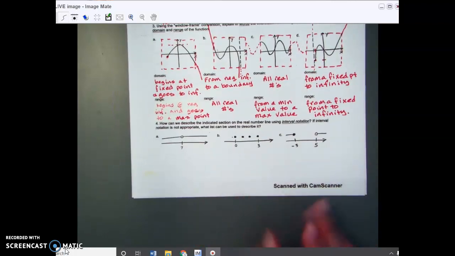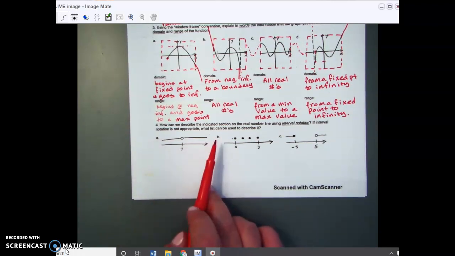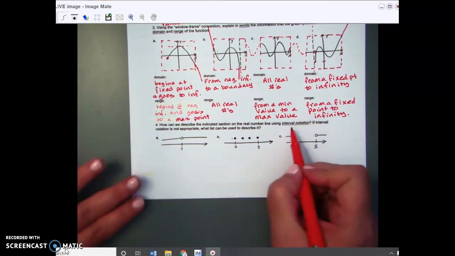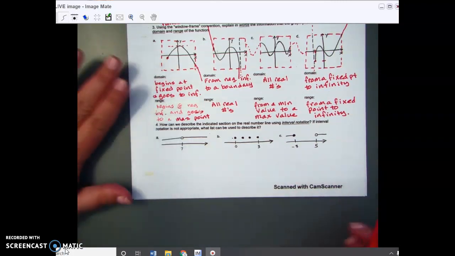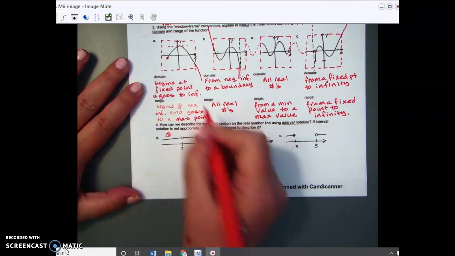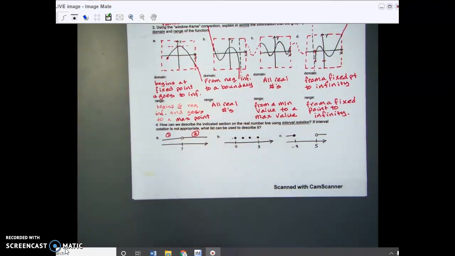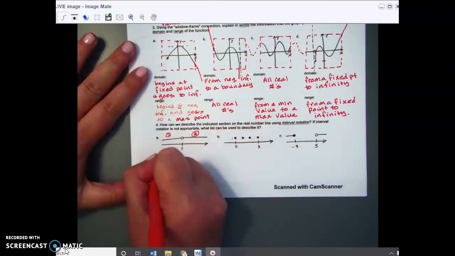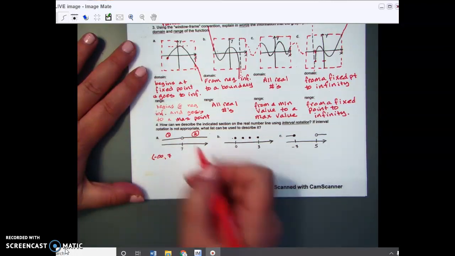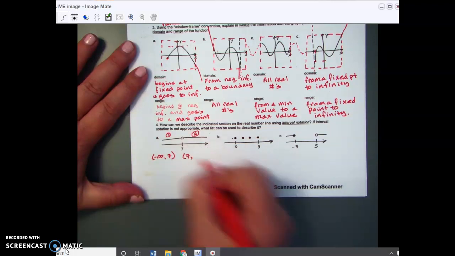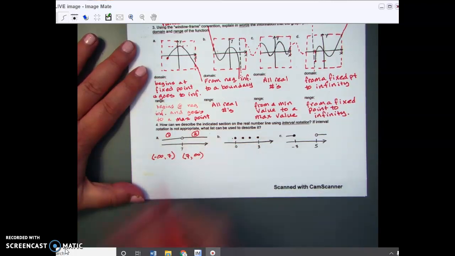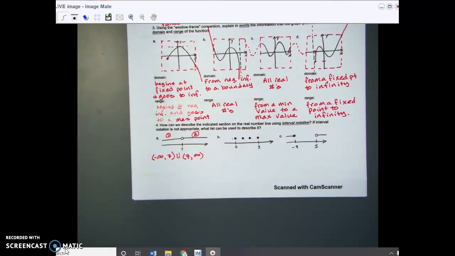So then moving on to question number 4, it says, how can we describe the indicated section on the real number line using interval notation? So if interval notation is not appropriate, what list can we describe to use it? So in question number 7, I have an interval to the left and I have an interval to the right that I need to describe, and the union of the two is going to give me my solution. So from the left, we're starting from negative infinity and we're ending at 7, and 7 is not included. And the second interval on the right is starting at 7, not included, and going to positive infinity. So if I take the union of the two, then I have my interval notation for the entire number line.